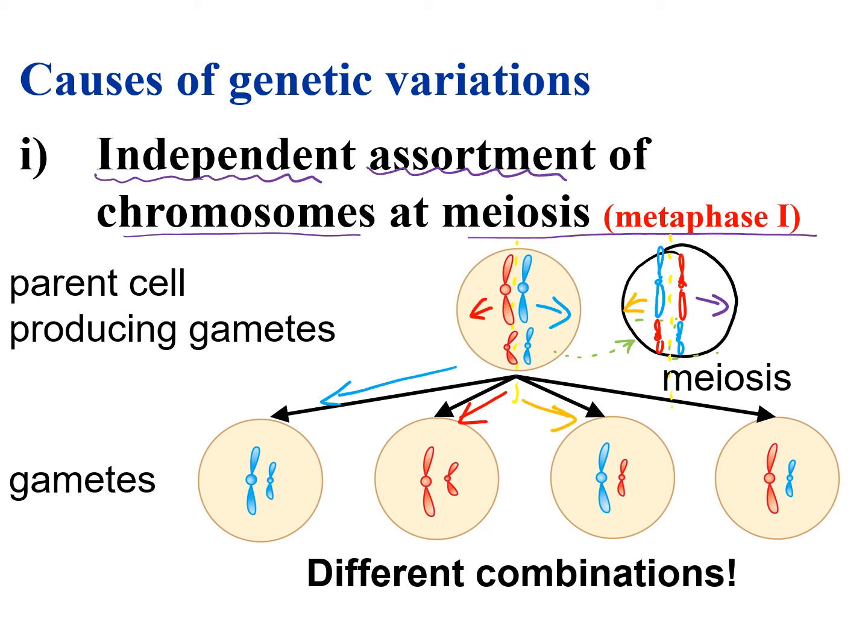So you might have a longer blue chromosome with a shorter red chromosome, or you can have a longer red chromosome and a shorter blue chromosome, and we call this special arrangement of the homologous chromosome randomly and separation giving different gametes. We call this situation the independent assortment of chromosomes at meiosis. It gives different combinations of gametes.